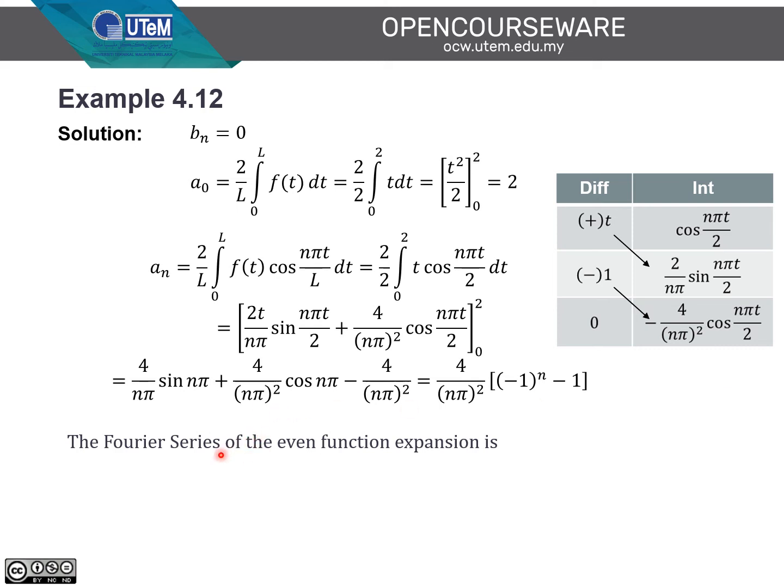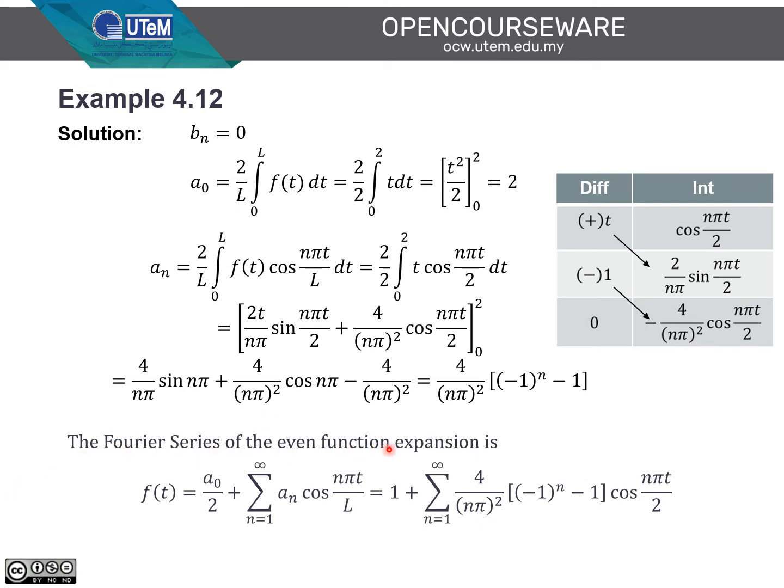The last step is to substitute the Fourier coefficients A0 and An into the Fourier series formula. Therefore, the Fourier series of the even function expansion is f(t) equals 1 plus the summation of the coefficient An times cos(n pi t over 2), and the summation is from n equals 1 to infinity.